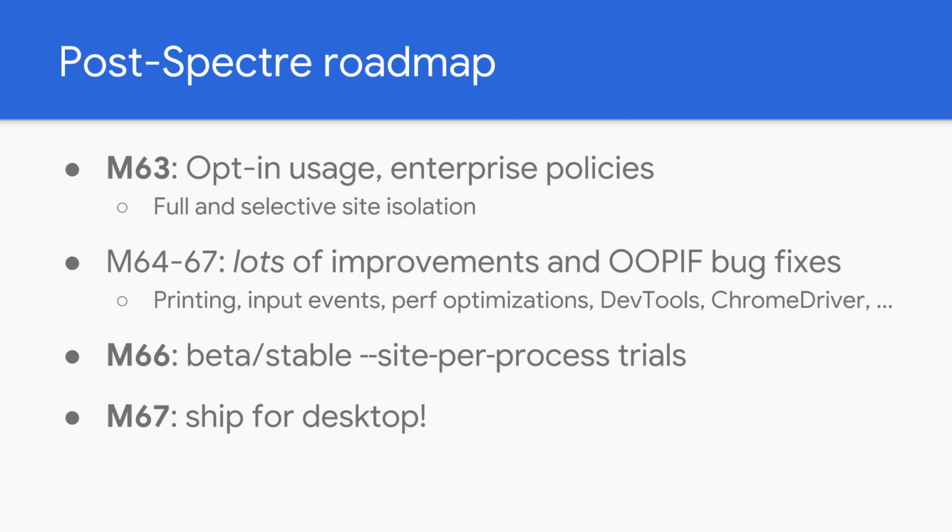Since then, we've been doing a lot of work to get this ready to be turned on by default, like printing, networking with OOPIFs, fixing a ton of bugs with input events, and doing a lot of work to bring down our overheads. DevTools has vastly improved support for OOPIFs. ChromeDriver now works with OOPIFs. There are too many things to list here, but thank you everyone who helped out. It's truly a big effort.